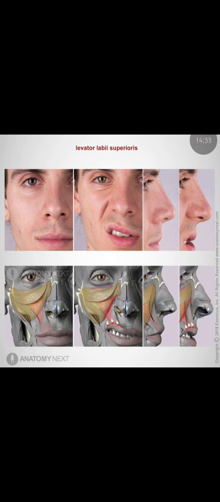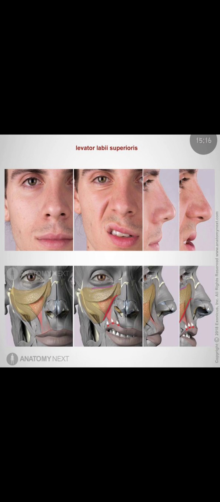All right, so quadratus labii superioris is also called levator labii superioris. Quadratus labii superioris is the same as levator labii superioris. Quadratus means quadrilateral or roughly square-shaped. Labii means lips. Superioris means upper mouth or superior mouth. Hence, quadratus, square-shaped, labii, lip, superioris, upper.